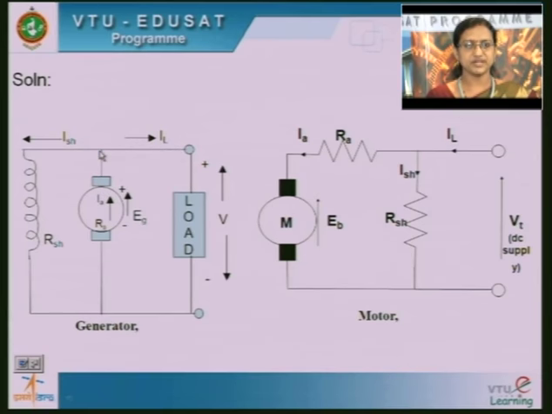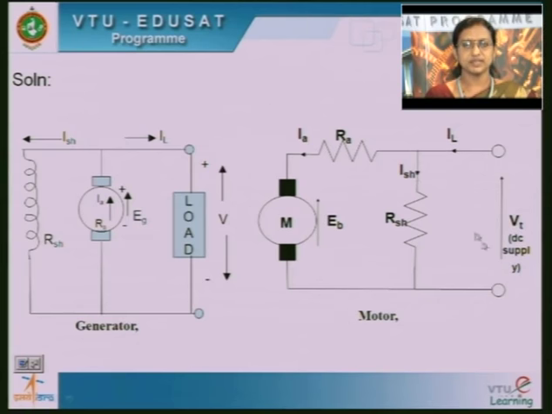The sum of the current entering the node is IA, and the sum of the current leaving is IL plus ISH. Here the electrical energy is generated and supplied to the load. In case of a motor, you are giving electrical energy or electrical power as an input, and then you are going to convert that electrical energy into mechanical energy.